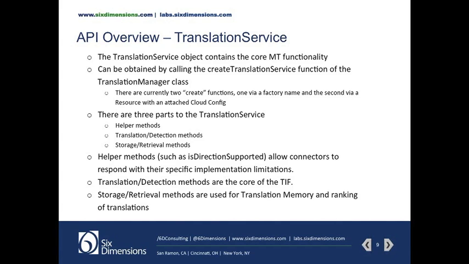The second group is the translation and detection methods. These are the core of the translation integration framework. Should be pretty straightforward, but they are the translate string, translate array, and detect string type functions. And lastly are the storage and retrieval methods. And these are used for translation memory and ranking of translations, which is very important.